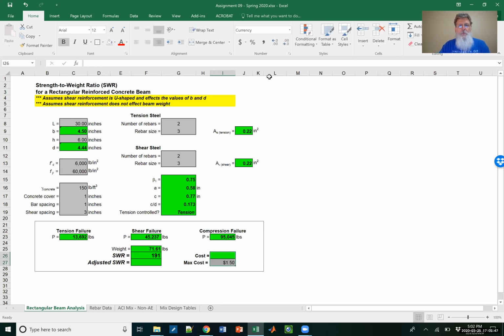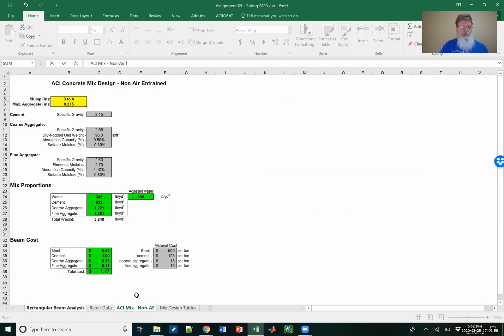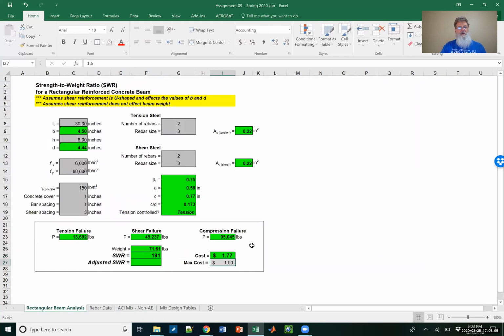I'm going to do that again. I'm going to go up here to, there we go. Now it's working. Hit the symbol to get the dollar. Now this cost is going to be easy. I'm just going to say equal, and I'm going to run over here to the ACI mix cost that we did before, the 177, and click on that. That's it. Come back. So that brings the 177 back.